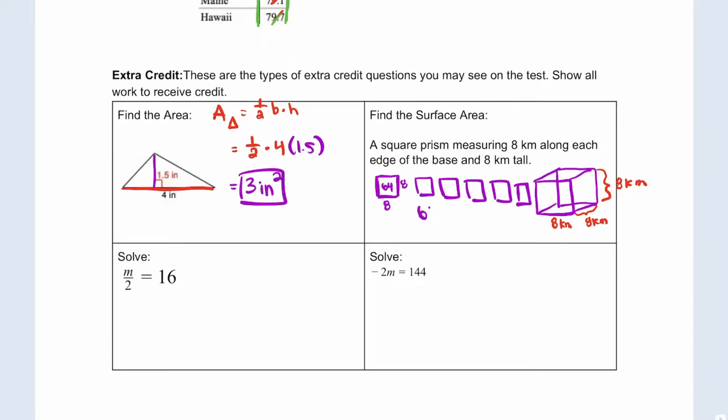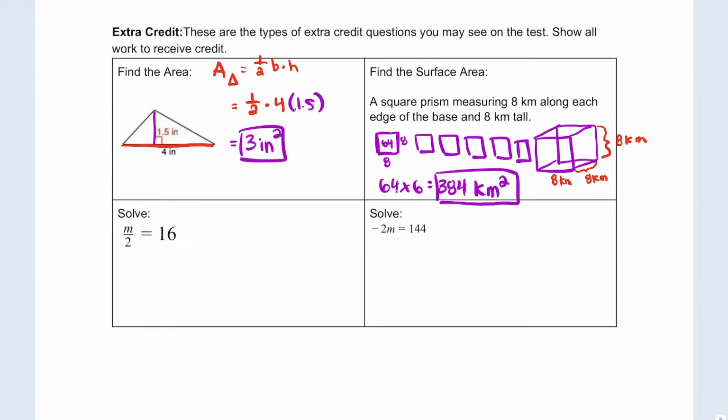In other words, you can think about this. Well, if I know 1 is 64, how many faces do I have in total? I just multiply this by 6, and 64 times 6 gives me 384, and we are in kilometers, and we're talking about area still, so it's kilometers squared.